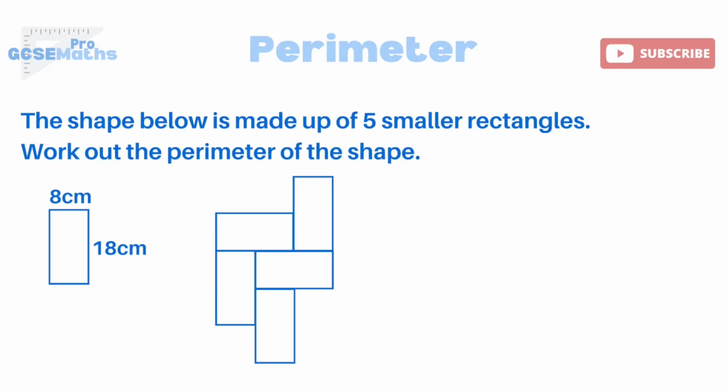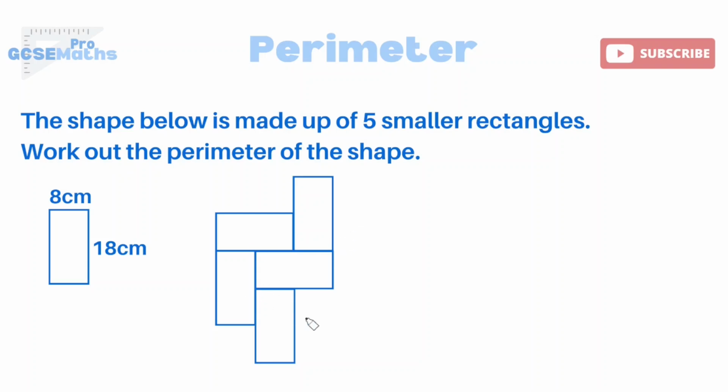Okay, so we're going through a few other more complicated problems again. The shape below is made up of 5 smaller rectangles. So you can see there's 5 here and then an individual one we've been given the information for on the left. Work out the perimeter of the shape.